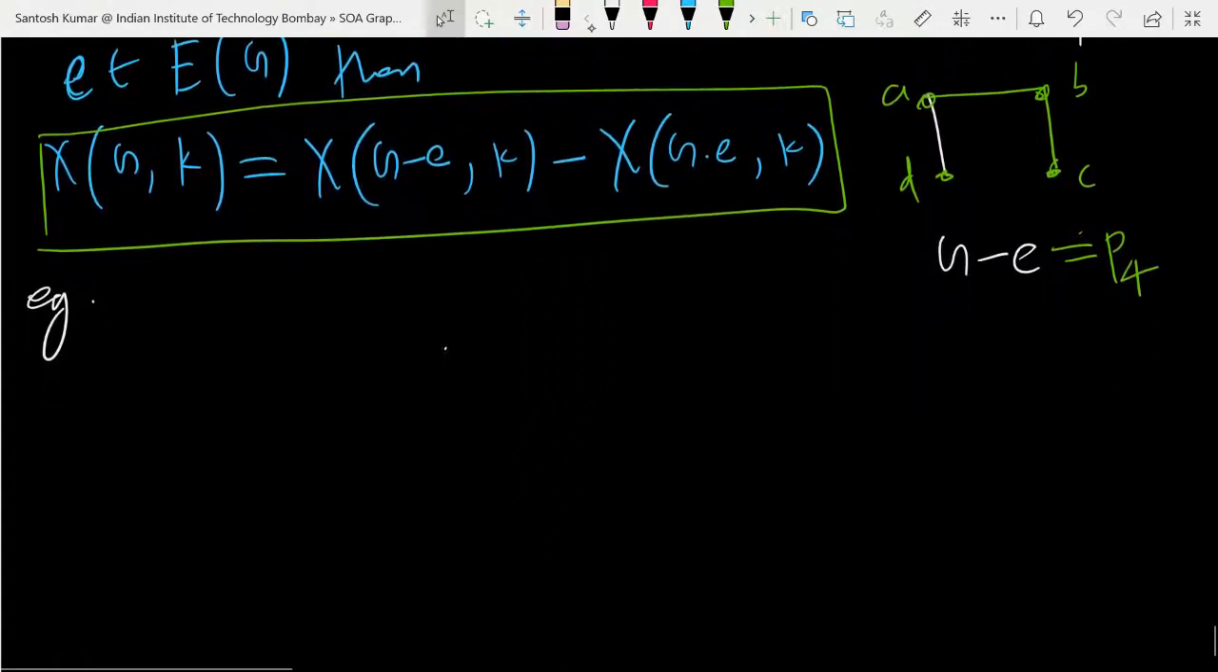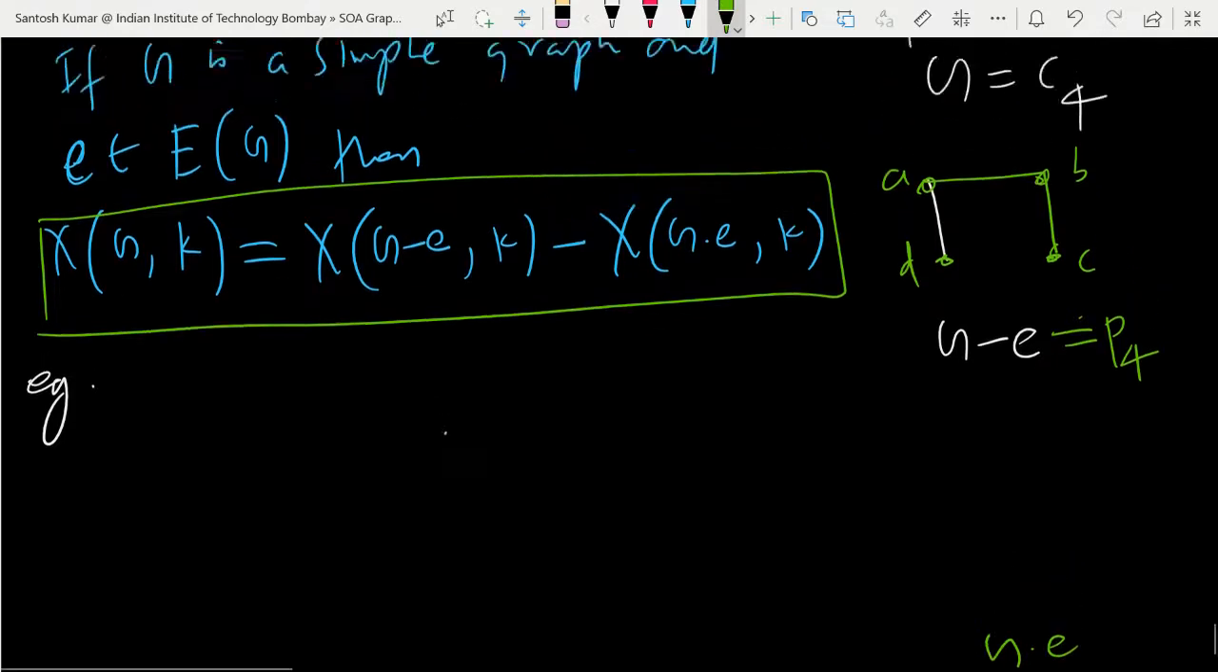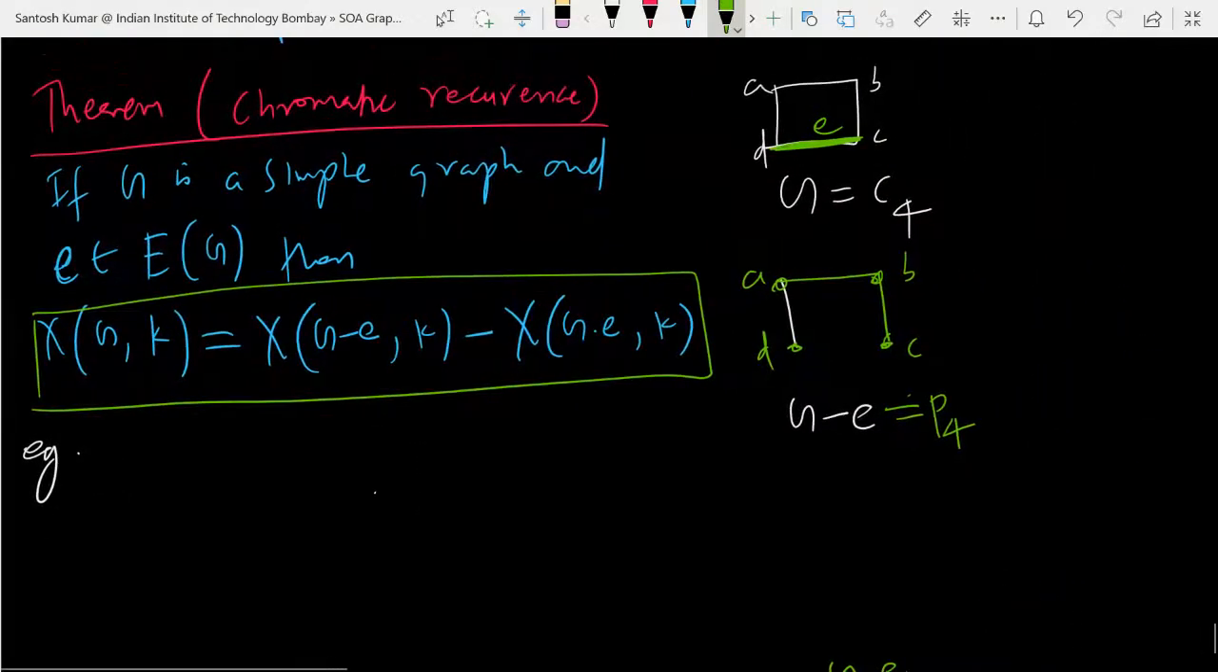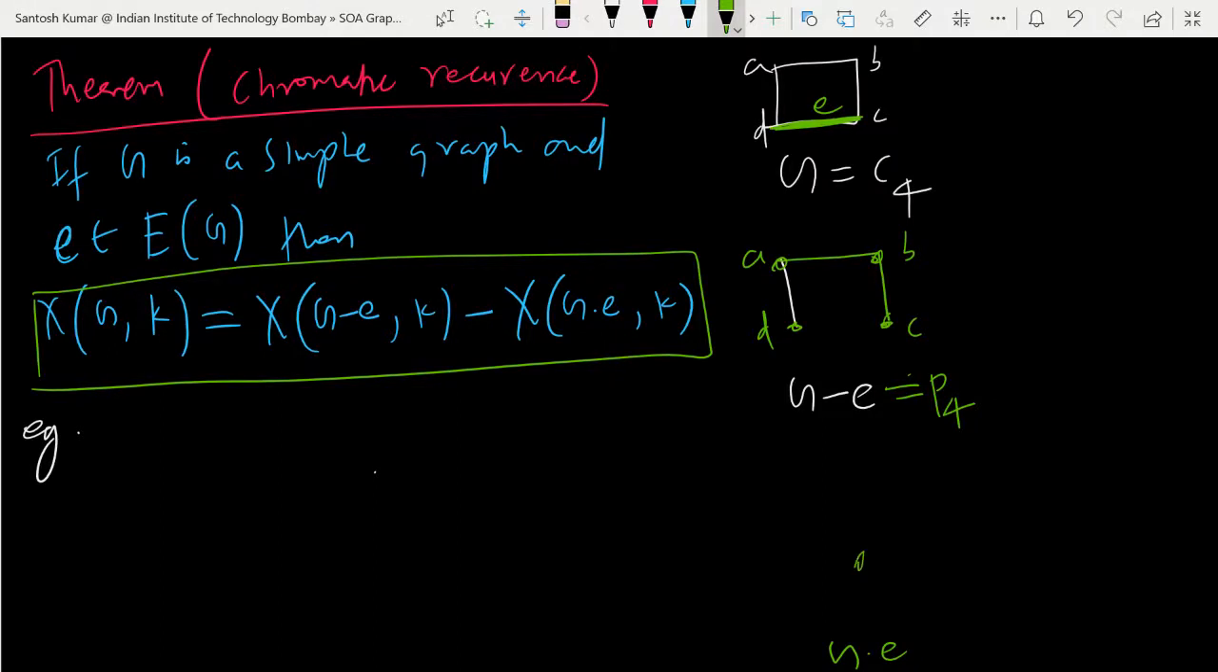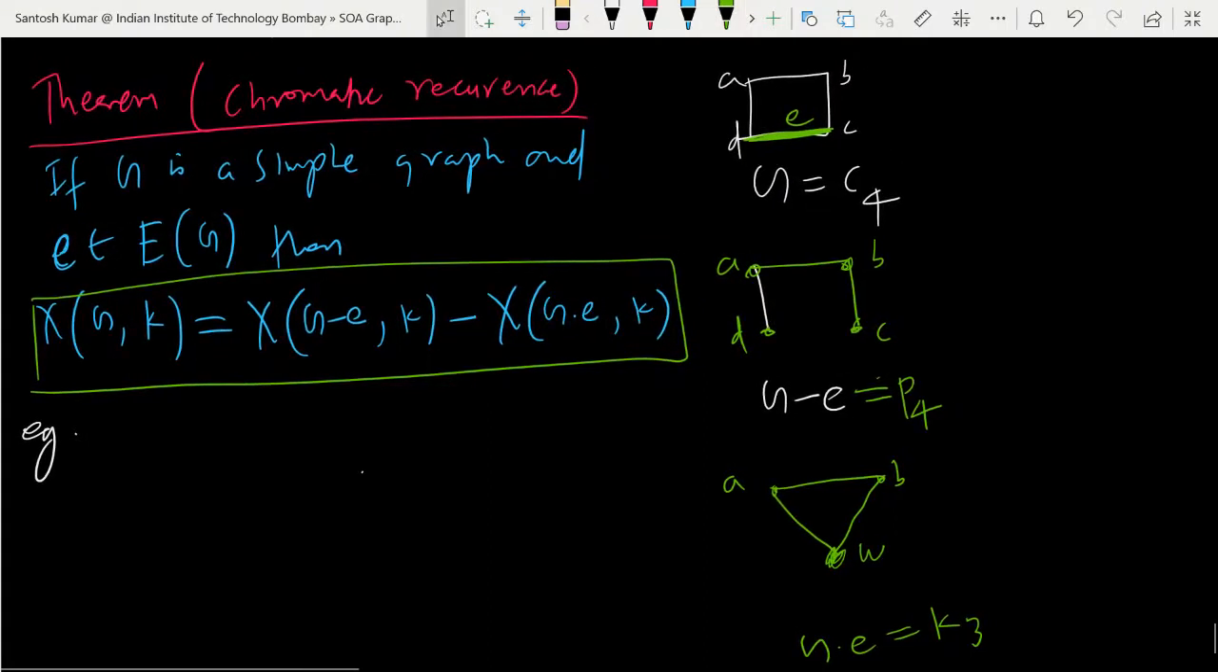And then we want G dot E. As E, I have taken this CD, so CD will shrink to a point. So this point and A, B are here, A, B are joined. CD shrinks to a point, let me call it W. This is G dot E, and it is nothing but K3. So you have C4, G minus E is P4, and G dot E is K3.